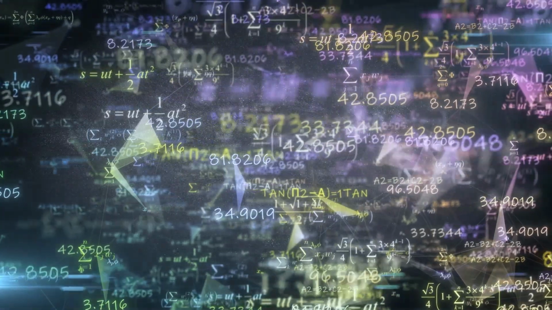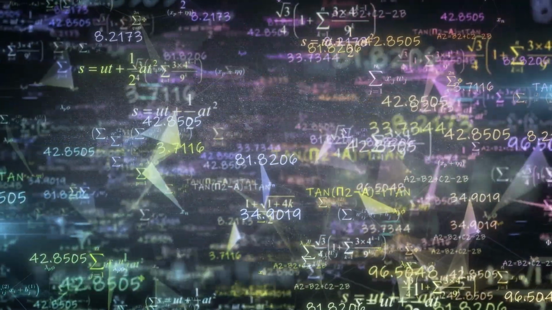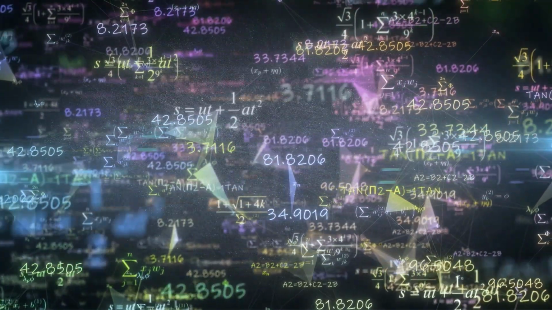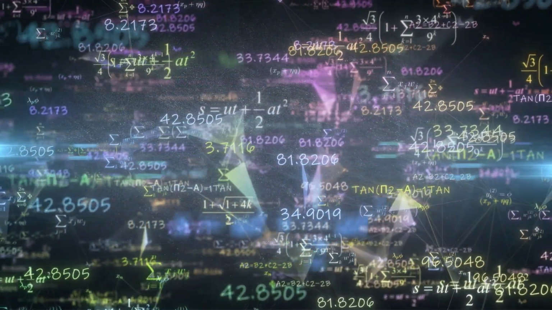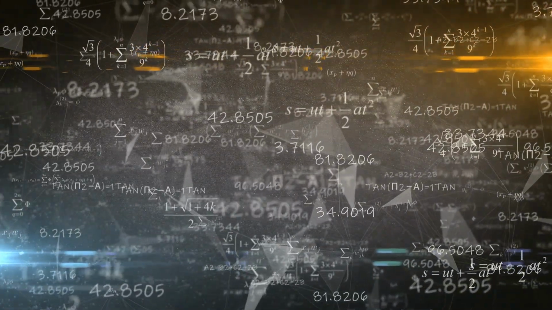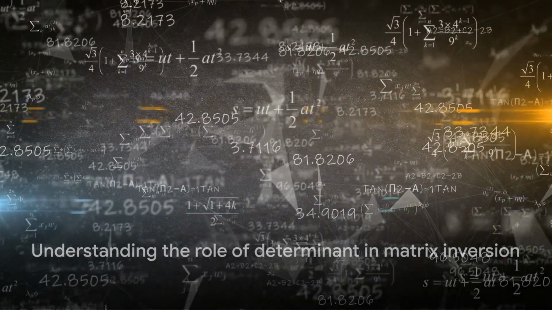Let's illustrate with a simple 2x2 matrix. The determinant is calculated as the product of the elements on the main diagonal minus the product of the off-diagonal elements. So for a matrix with elements A, B, C, and D, the determinant would be A times D minus B times C. Remember, the determinant plays a key role in determining whether a matrix has an inverse or not.